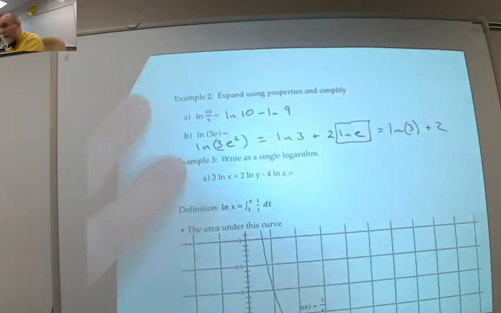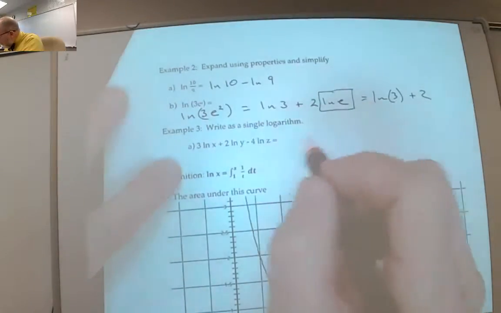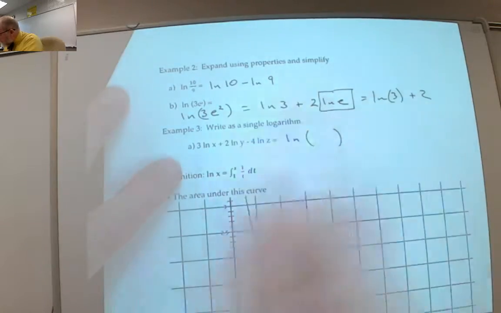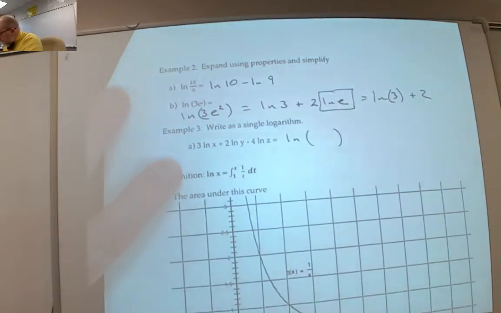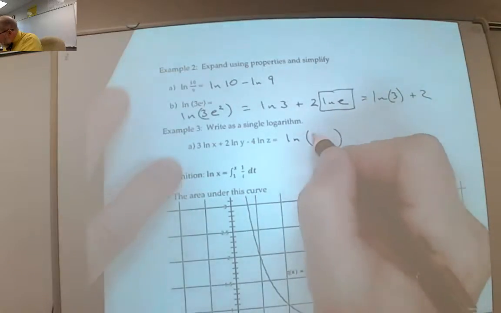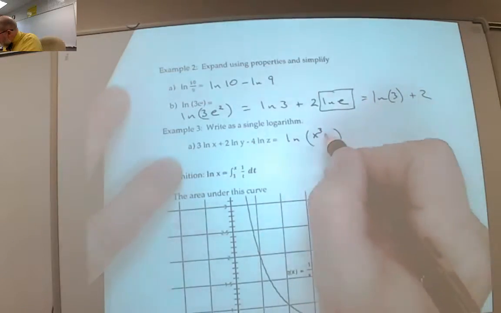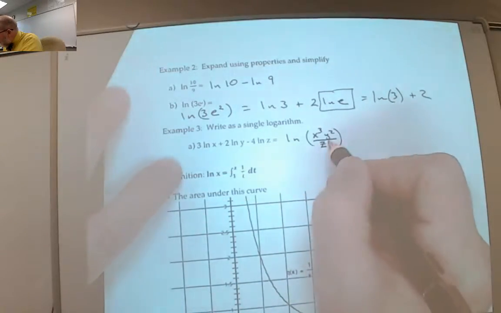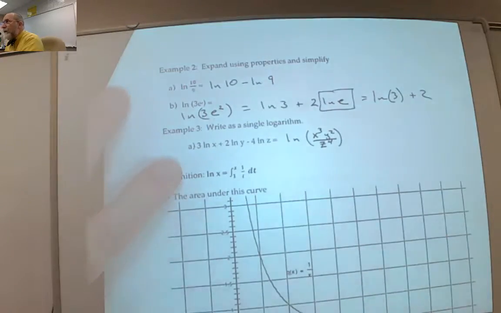Michael, you got the best one. One natural log with something inside here would be x to the third times y squared, then z to the negative 4, divided by z to the 4th? Sure. Is that what you said? Yep. Everybody okay on that?